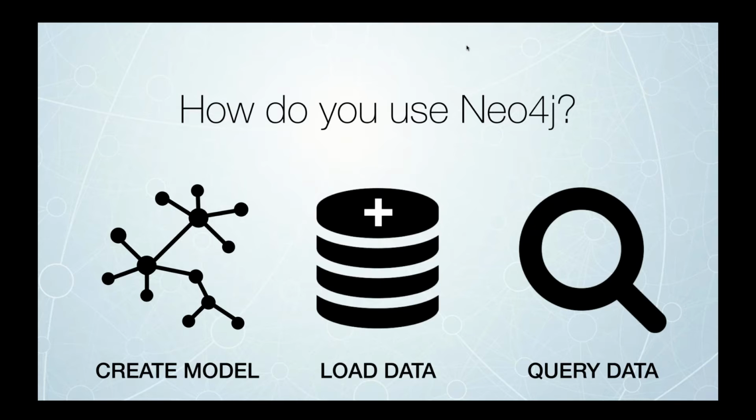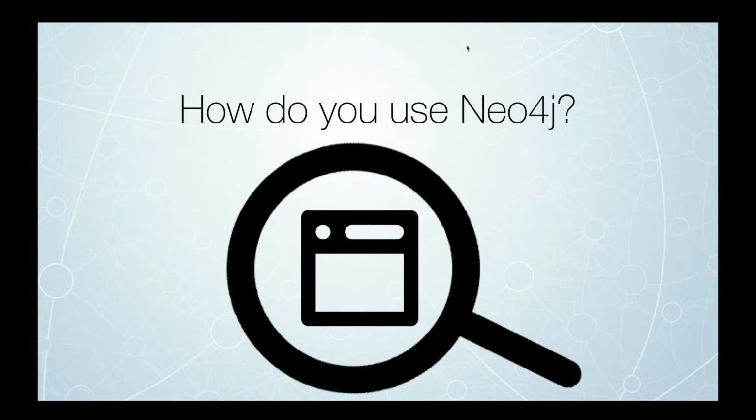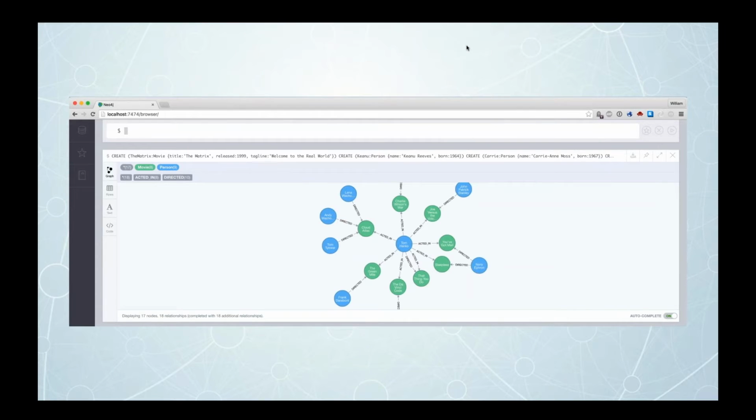We've talked about modeling a little bit. We'll save loading data for the end here. Let's just jump right into how we query data. So for querying data, we can use the Near4J browser. The Near4J browser is sort of a workbench for Near4J. It allows us to write Cypher queries and then visualize the results. We'll see some examples of the browser in a minute here.